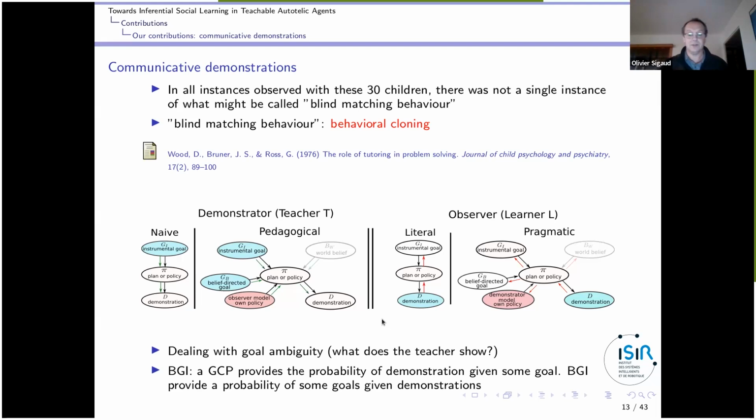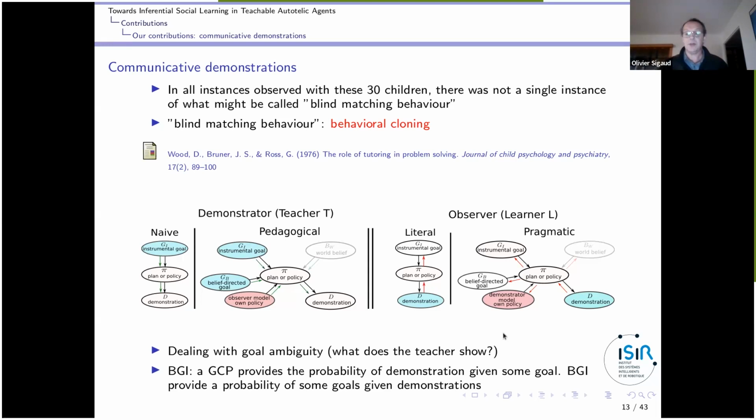And a word to say that at the heart of the work that I will present to you, there is a Bayesian goal inference mechanism, which works as follows. In fact, those agents have goal condition policies. Okay, and if you think of it, a goal condition policy will provide the probability of demonstration given some goals, and Bayesian goal inference will do the contrary. So it will provide the probability of some goals given demonstration from that policy. Okay, so now the example.